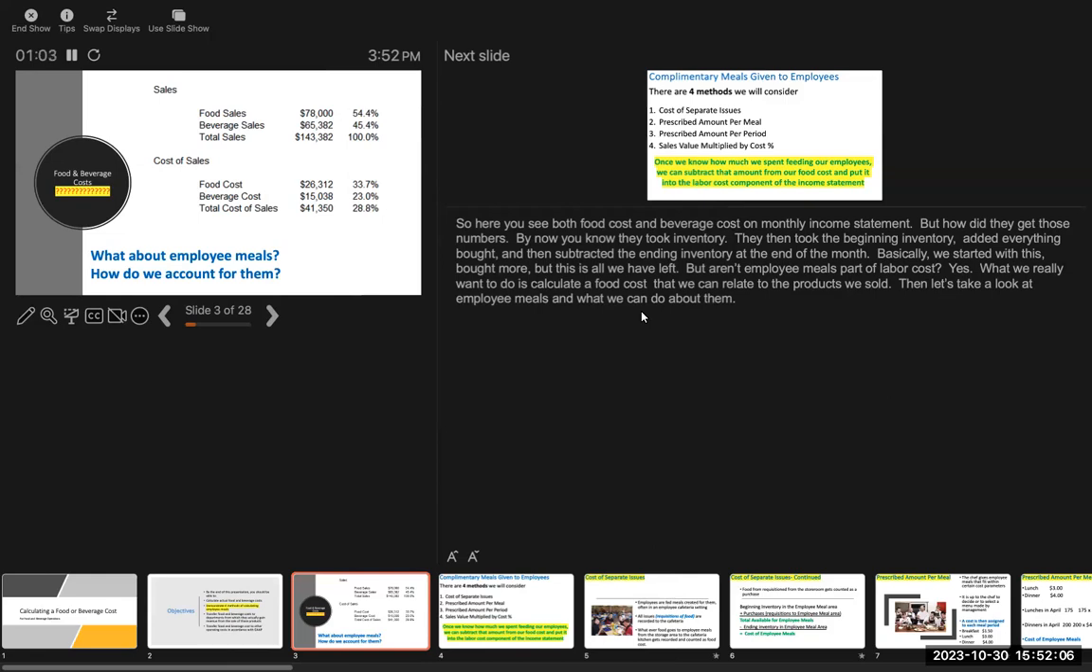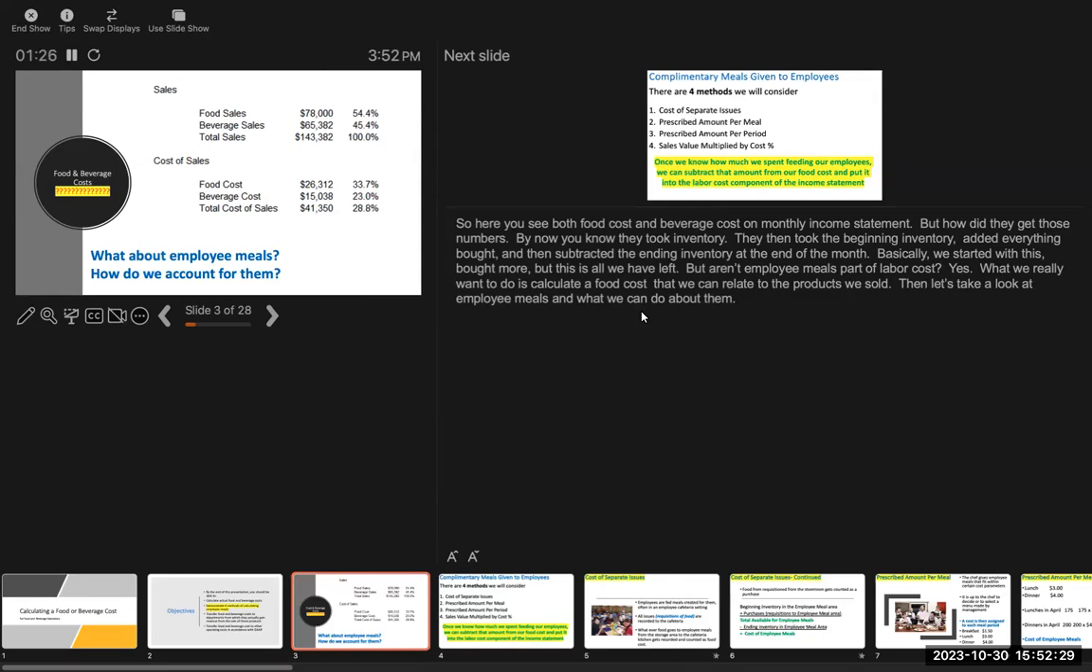When we took inventory at the beginning, you add up everything that you bought, and then you subtract your ending inventory at the end of the month. And basically, we start with this at the beginning of the month, this dollar amount, and we buy more. So remember the equation: beginning inventory plus purchases minus ending inventory gives us cost of goods sold.